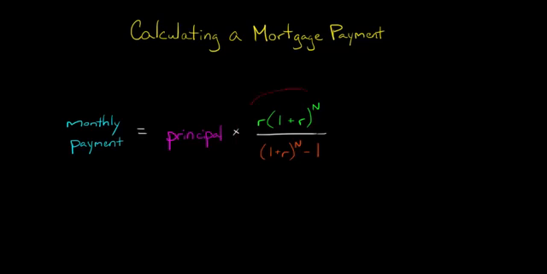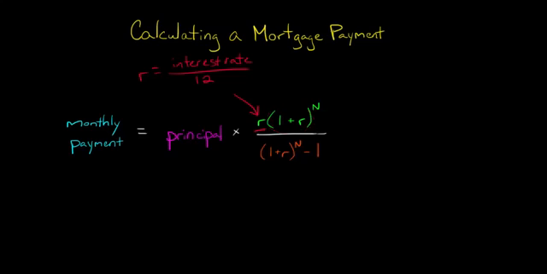In the numerator, the top of this fraction, we've got R. This R is actually going to show up several times. It's the interest rate that you're paying. So the APR, the annual interest rate, we have to divide by 12. Why? Because we're making monthly payments. So we take R, the interest rate divided by 12, and we multiply it by 1 plus R to the nth power.